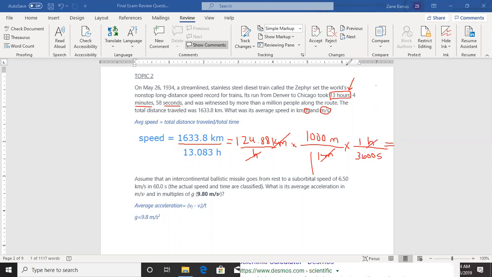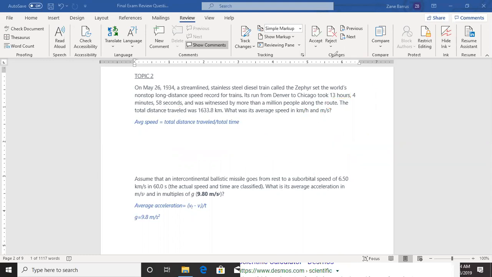That was a little drawn out. It's kind of a math-intensive problem, but it's not too bad. Let's keep going.